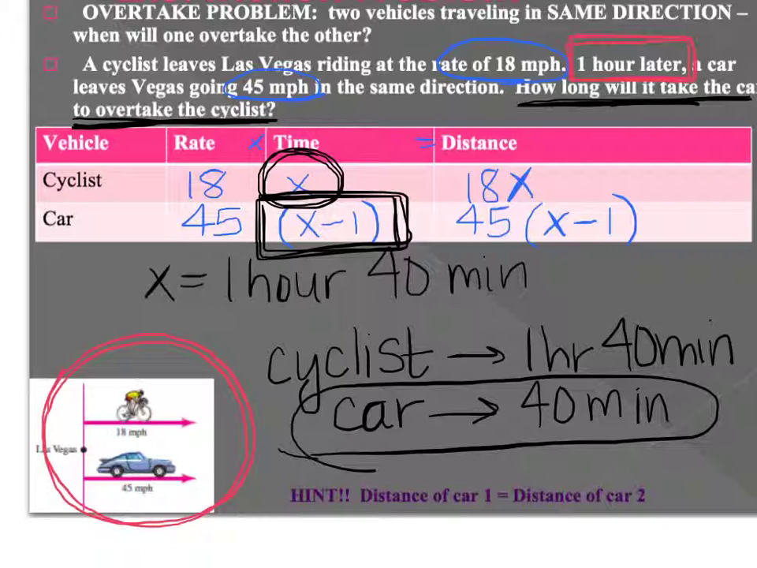So even though in our answer, when we solved our equation, we got 1 hour and 40 minutes, it's really important that you take that information and analyze it based on your problem. What are they asking you to solve for? And how do you get that information based on the variables that you chose?